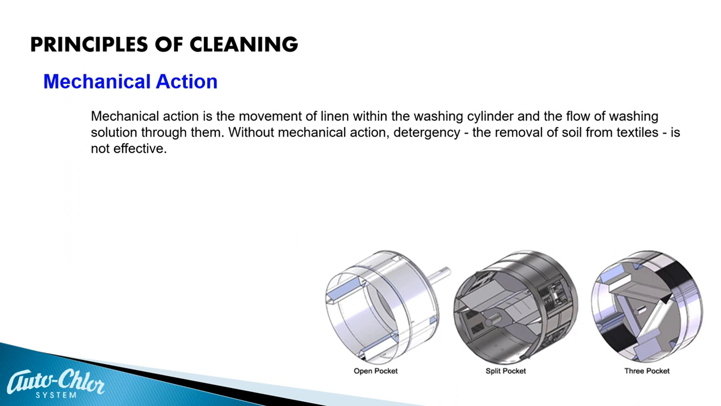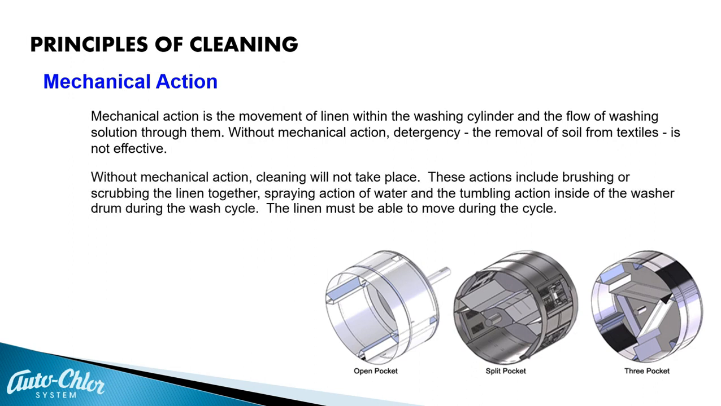Mechanical action. Mechanical action is the drum of the washer turning. Generally, it will go in two directions. It'll go forward, it'll stop, it'll turn, it'll go backwards. Mechanical action is the movement of the linen to help remove soils. Go back to the beginning days when they used to beat their clothes on the rocks or use a scrub board. Again, there has to be mechanical action to assist the detergency in removing soils. Without any mechanical action, cleaning is not going to take place.